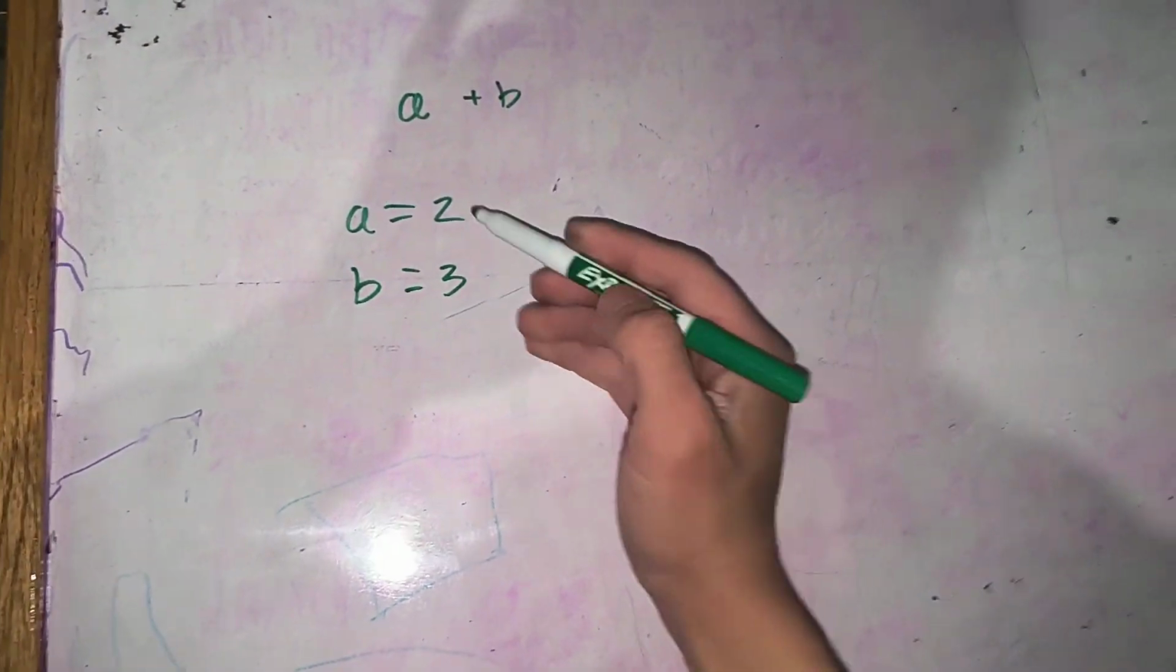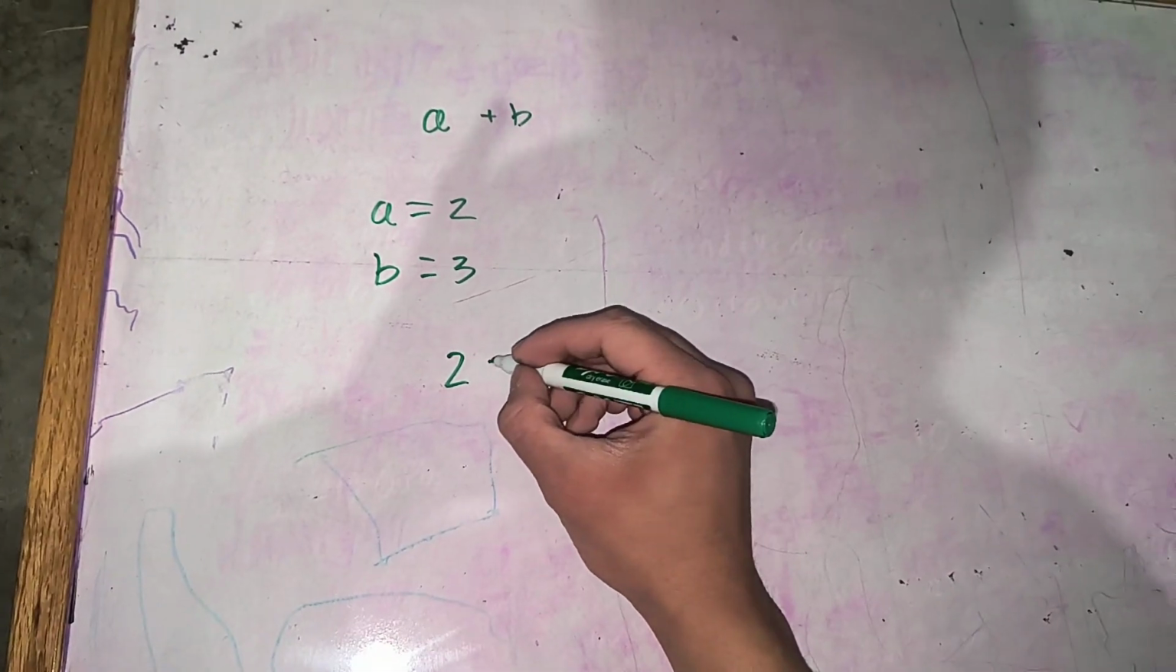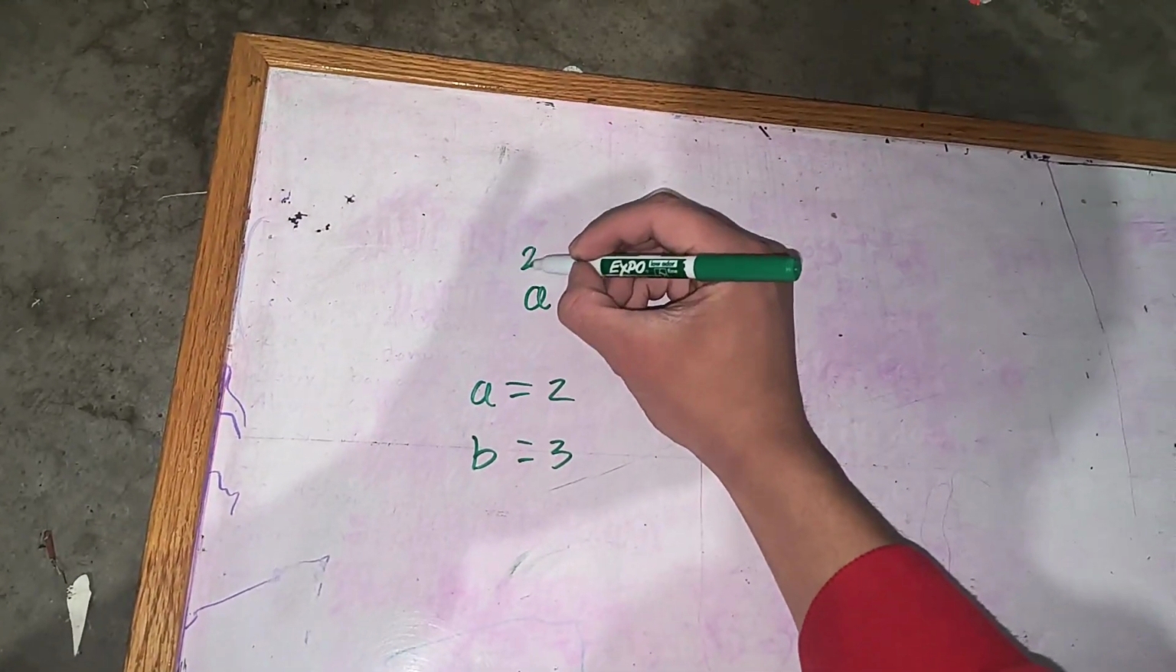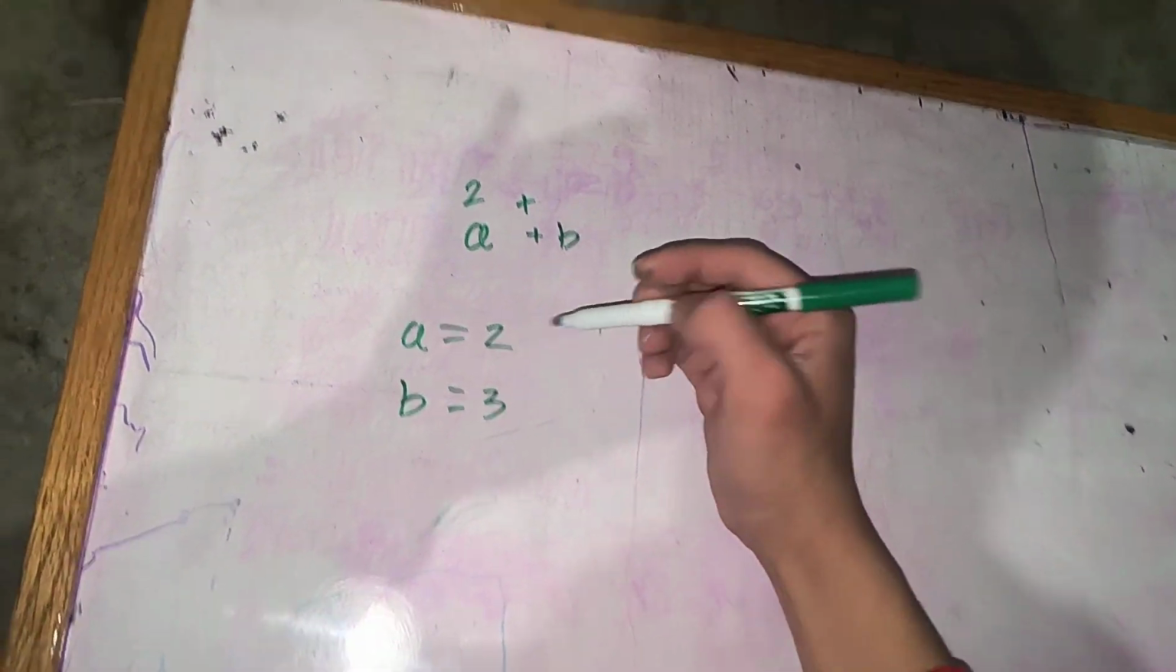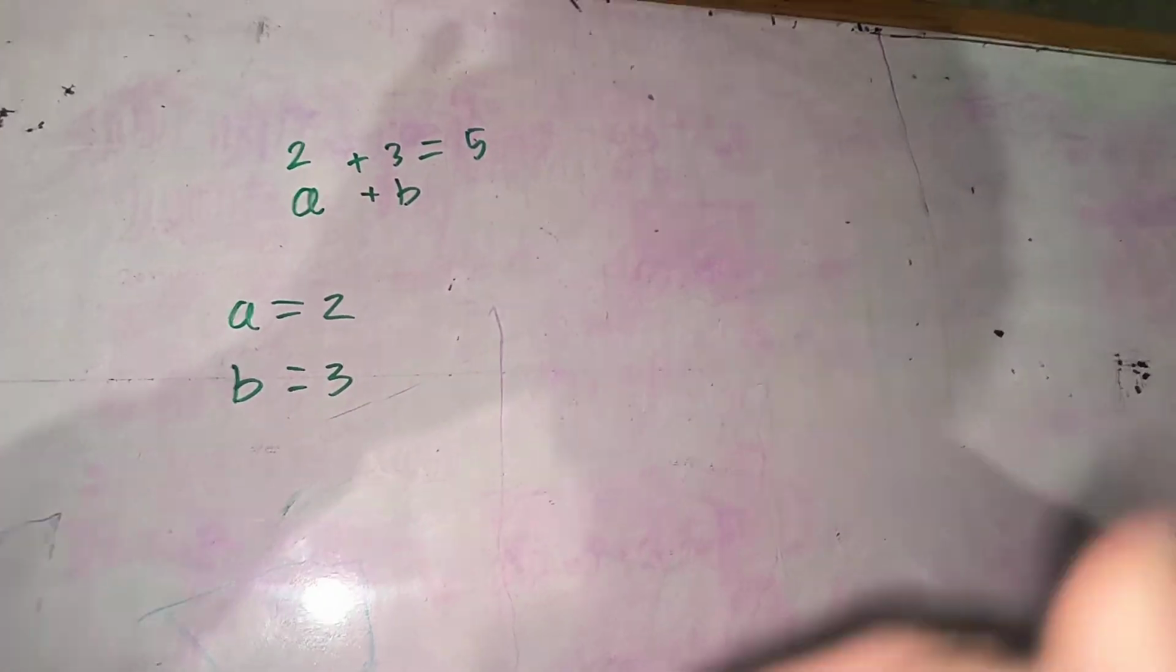Every place we see an a, we replace it with a 2. So that becomes 2. And every place we see a b, we replace it with 3. And this will come out to be 5. And that's how you do it. You just replace it with numbers.